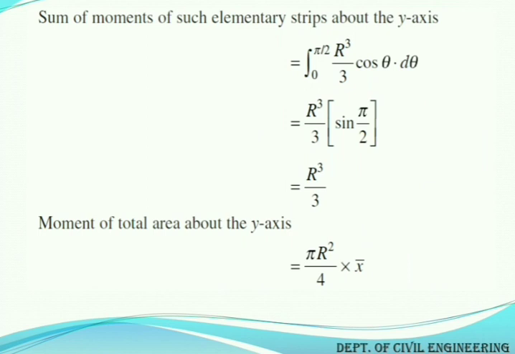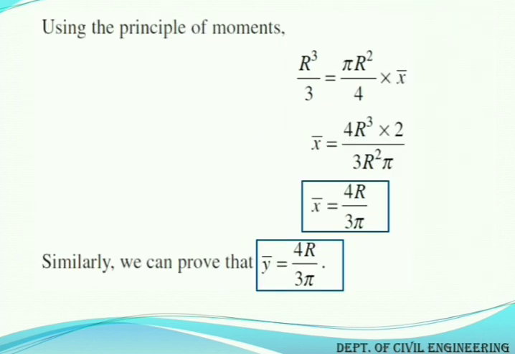Next, the moment of the total area: the total area is pi r square by 4, into x bar, because we are locating the CG with respect to the vertical axis. Hence it is x bar. Therefore now we have to equate: r cube by 3 is equal to pi r square by 4 into x bar. Doing that, we get the answer again as 4r by 3 pi. Similarly, we can prove that y bar is equal to 4r by 3 pi.